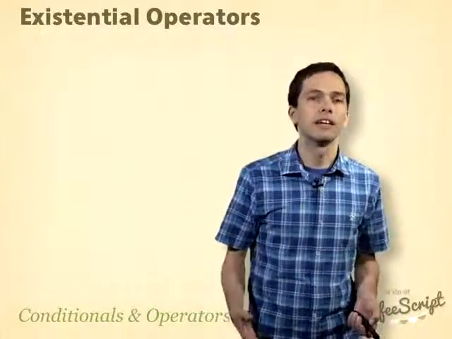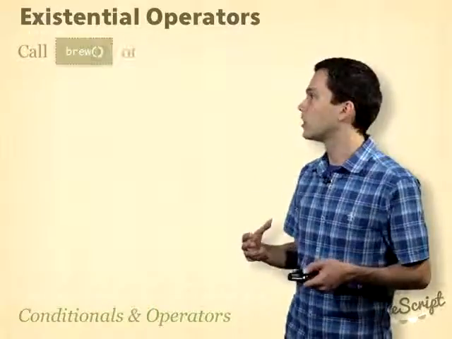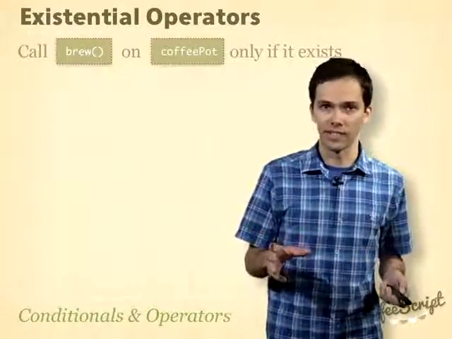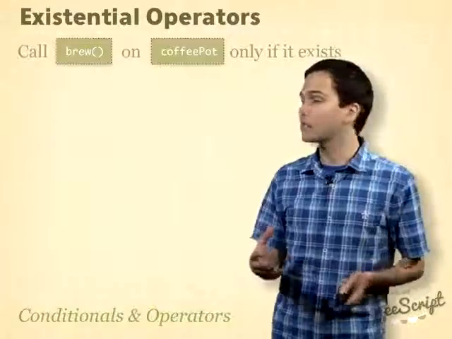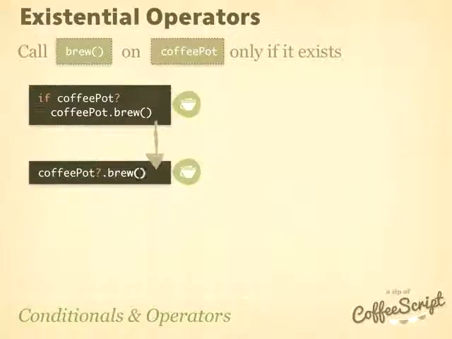What if we want to call a function on an object only if that object exists? For example, call brew on coffee pot only if it exists. Well, with the knowledge again that we have so far, we could write it like this, but CoffeeScript has a better way to do it. We can simply write coffee pot question mark brew. That's all there is to it.